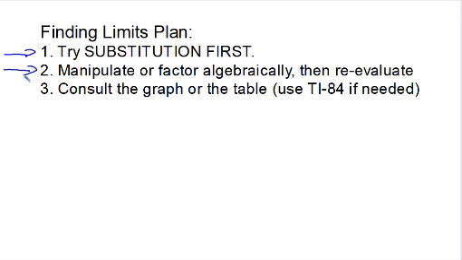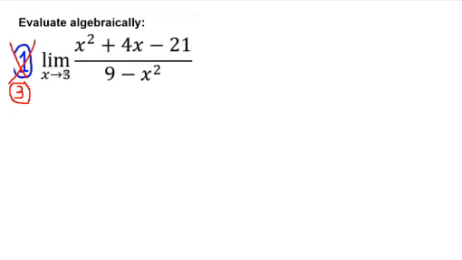But in this case, it helps us. In this case, manipulating helps us. And then step 3 is if 1 and 2 don't work, then sometimes we just got to look at the graph and find the answer. All right? So let's look at this example. This is actually the third example that we're doing here.